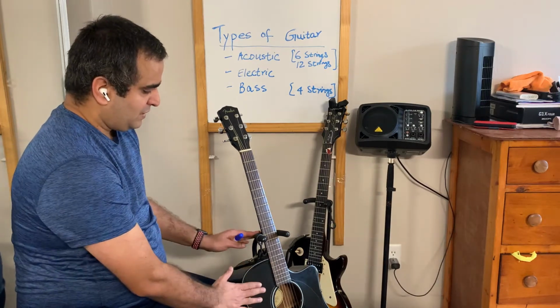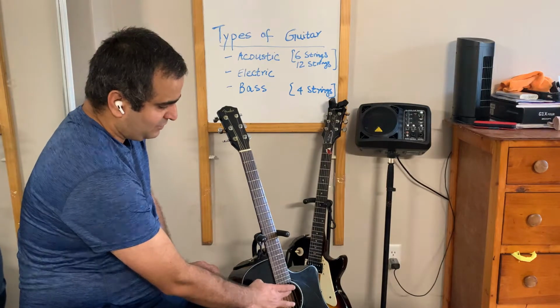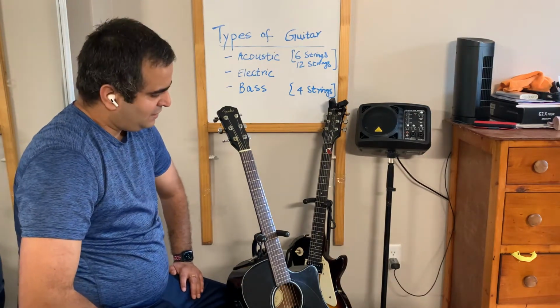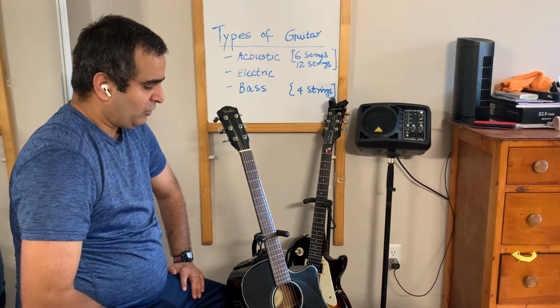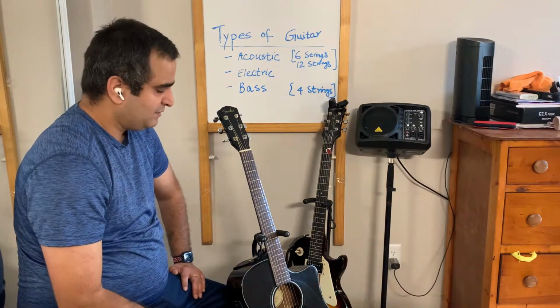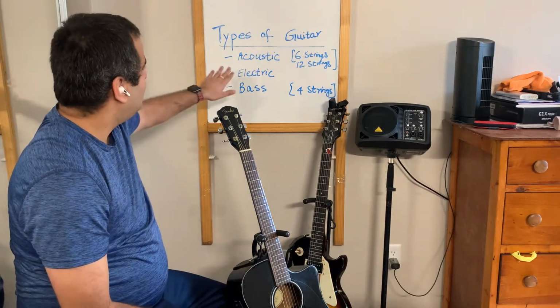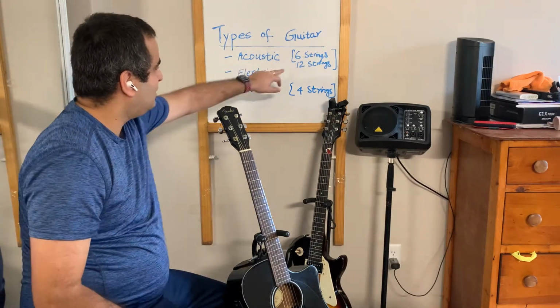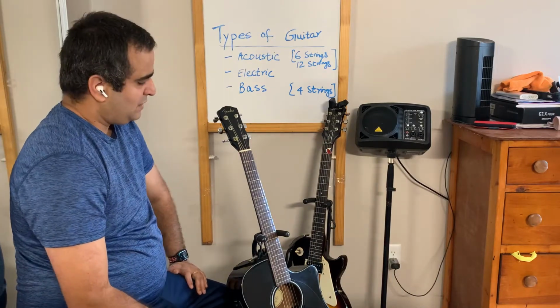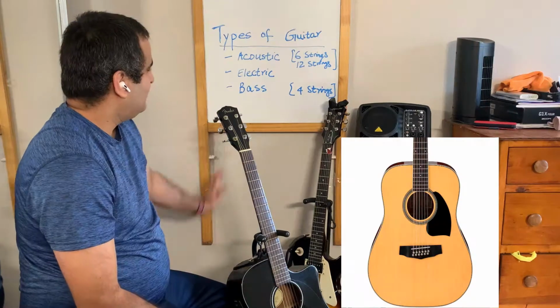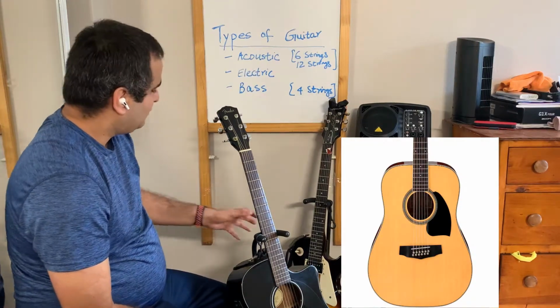So this is an acoustic guitar. It's a 6-string acoustic guitar, right? So if you have seen my lesson 1, 2 and 3, we have been talking about 6 strings, right? So this is a 6-string acoustic guitar. There's another variation of acoustic guitar which comes with 12 strings. I don't have it, but I'll put a picture of that in the video. So that's a 12-string acoustic guitar.